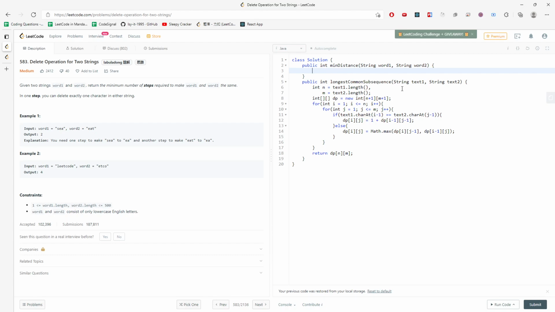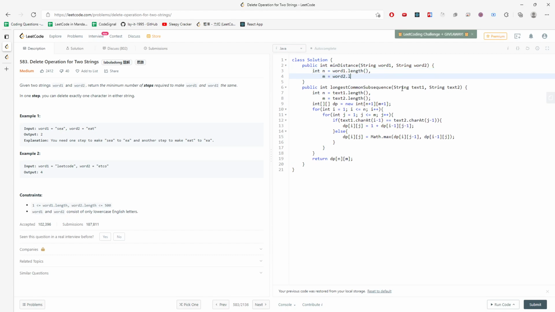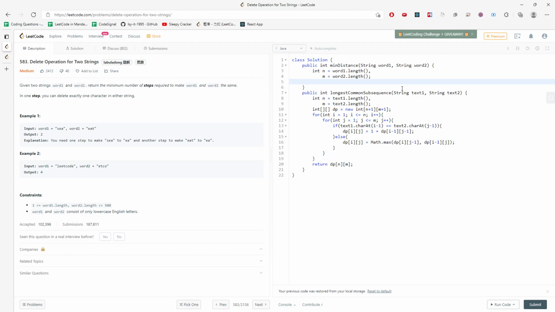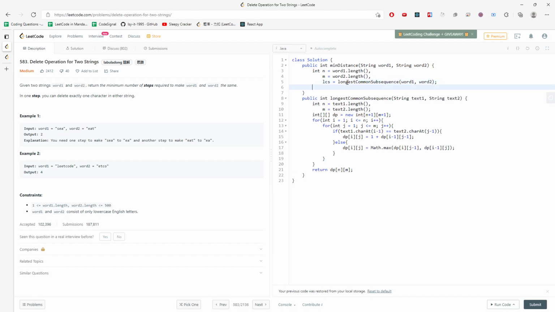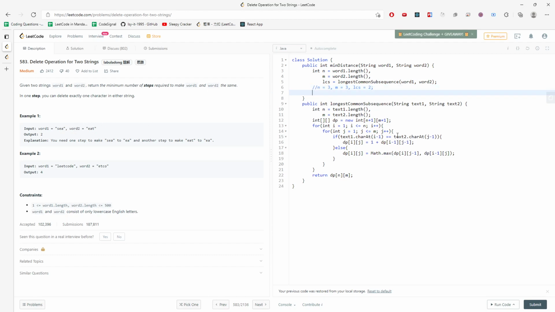So how do you actually use this? I'm going to code it. So n equals word1.length and m equals word2.length. So the longest common subsequence is LCS, right? And for the first example, word1, n is equal to 3, and LCS is equal to what? Think about it. It should be EA, which is 2, right?